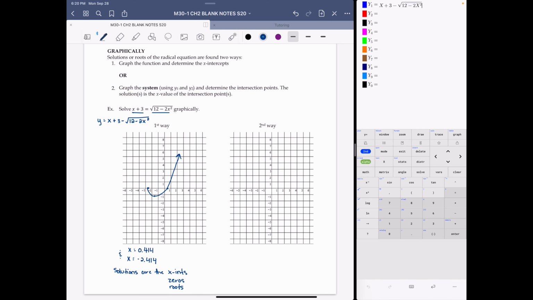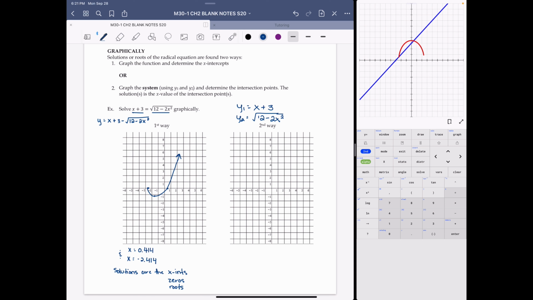Go back to y equals, clear that. We're going to graph two equations. One of them is the left side, x plus 3, and the other one will be the right side, square root of 12 minus 2x squared. X plus 3, enter, root 12 minus 2x squared. Graph, and we get this funky looking graph.